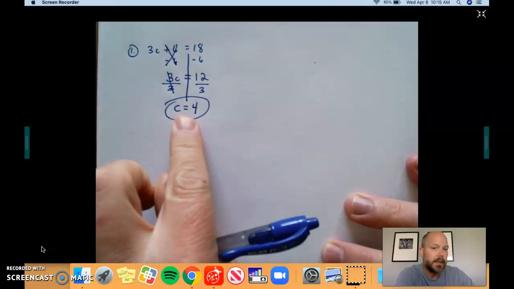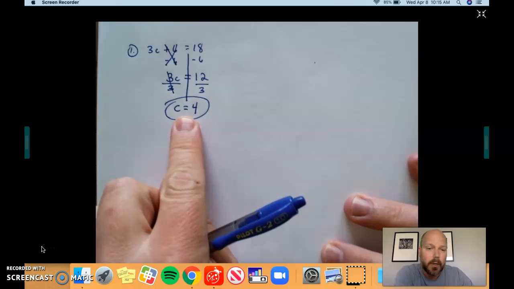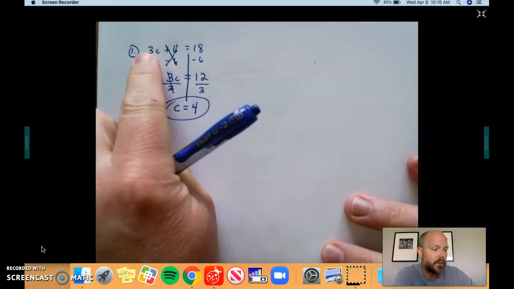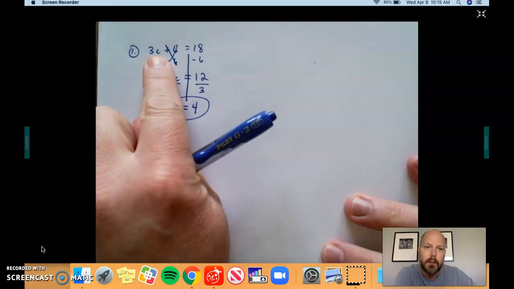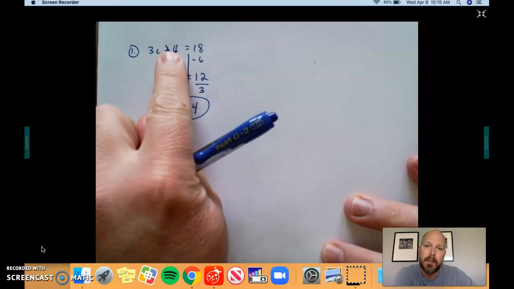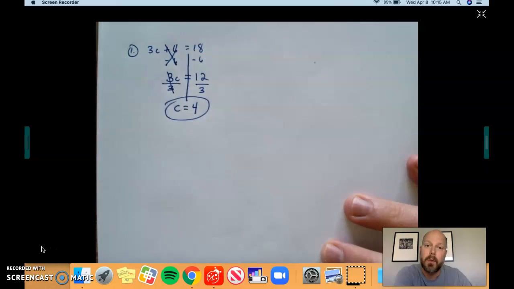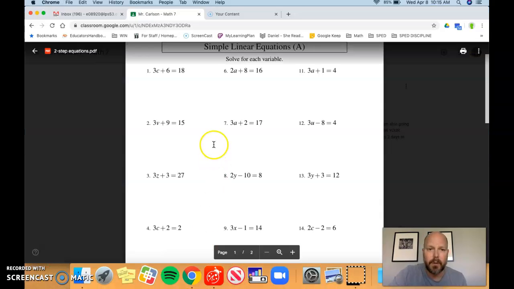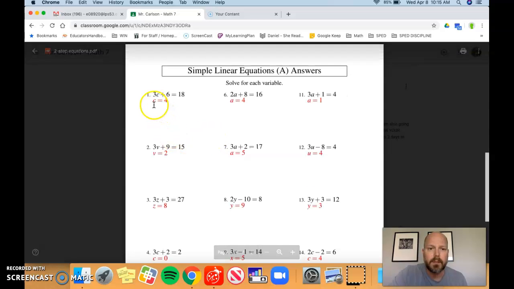This is my final answer. To check your work, you just plug in this 4 where c is in the original equation. So 3 times 4 is 12, plus 6 is 18. So I know that I'm right. And then you can just double check. You can go here, scroll down, 1c equals 4. See that? So that's how you're going to check your work.